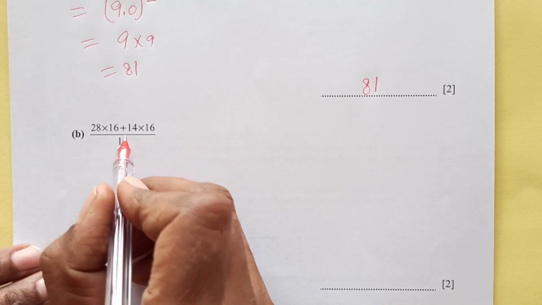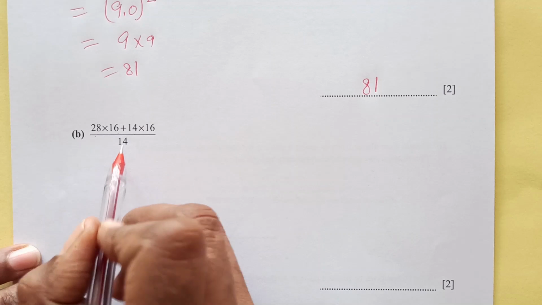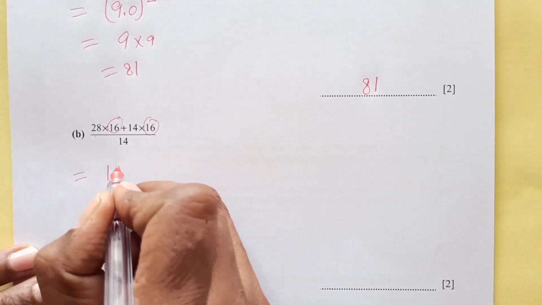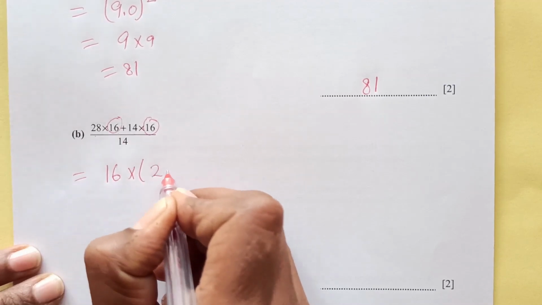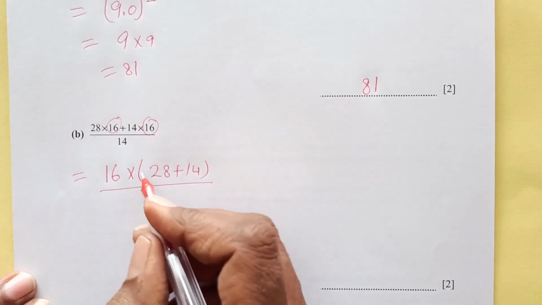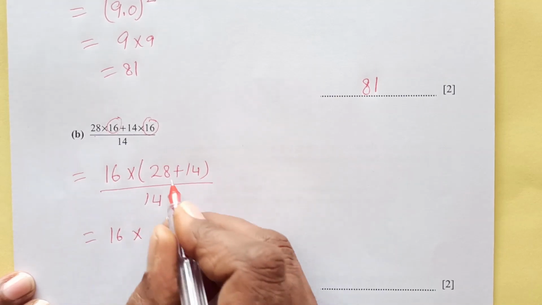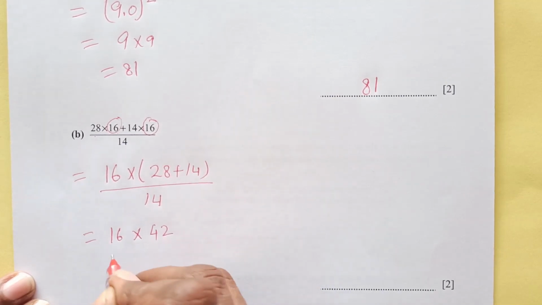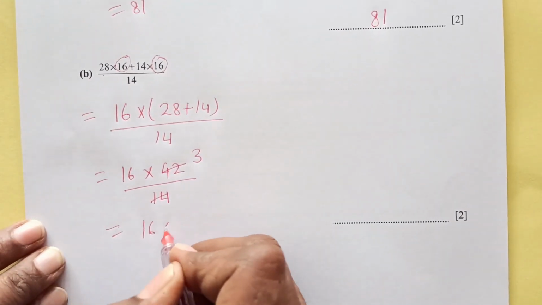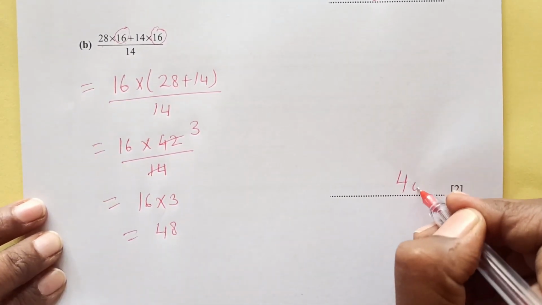Now this one here, you see 28 times 16 plus 14 times 16, over 14. If I look here, this 16 is common in both, right? You need to use tricks to make your work easy. So 28 plus 14, right, over 14, times 16. So this is 28 plus 14 is 42, over 14. Now 14 times 3 is 42, so we are left with 16 times 3, which is 48. So the final answer is 48.